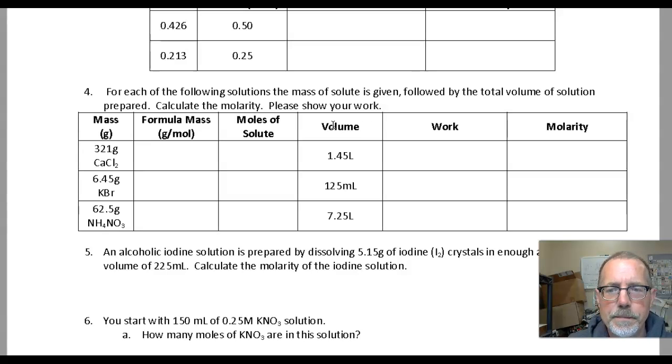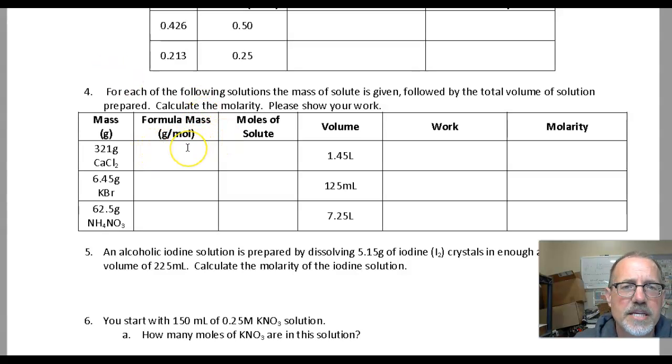So that's okay. All right, next one, you're given the mass of the substance. In this case we have 321 grams of calcium chloride. We want to use molar mass or formula mass, same thing. I prefer molar mass, so I'm going to get rid of that and make my molar mass. That will be my molar mass.